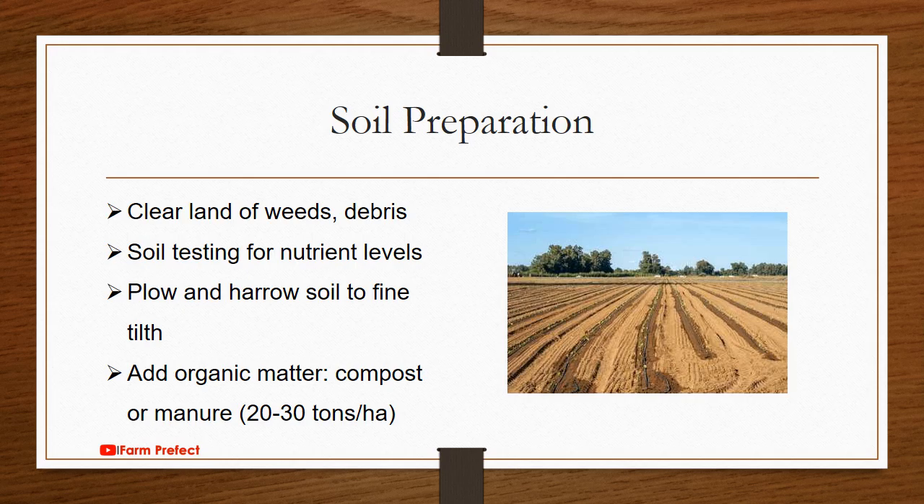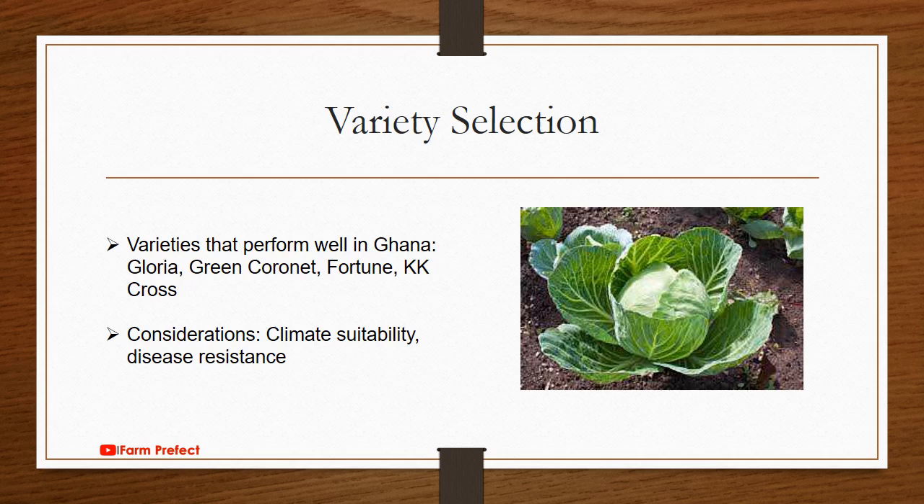Then add organic matter. You could use compost or manure. Do 20 to 30 tons per hectare. A hectare is 2.5 acres. Then we come to variety selection.